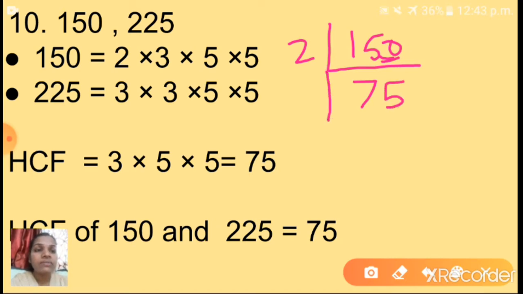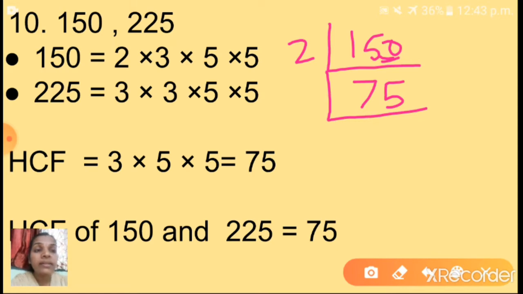Okay, and the next one is 75. 75 is what? Odd number. So that 75 we can't completely divide by 2. So next prime number is what? Can anyone say? Very good. Next prime number is 3.